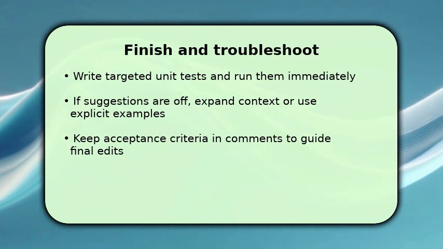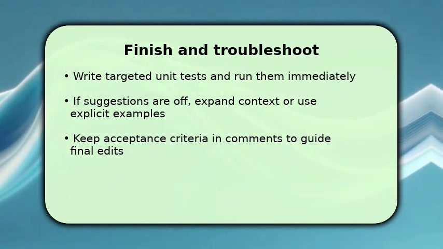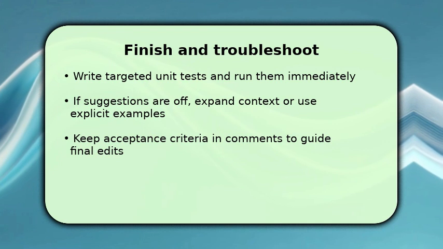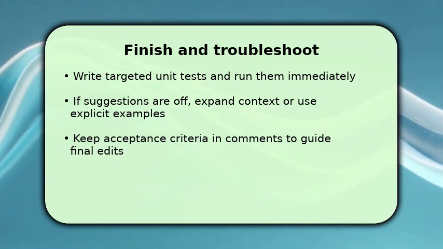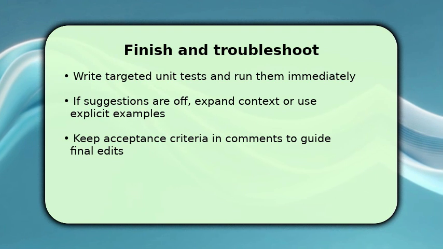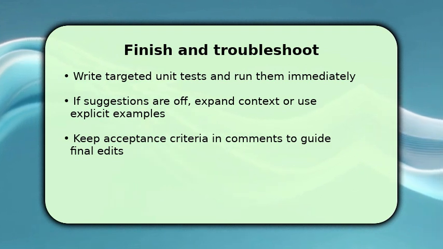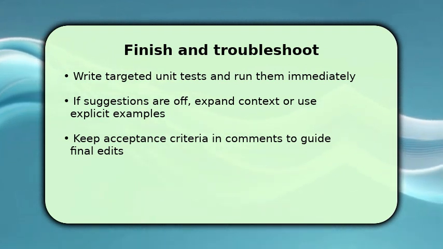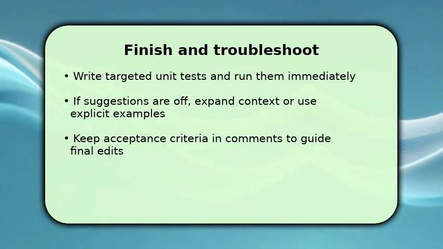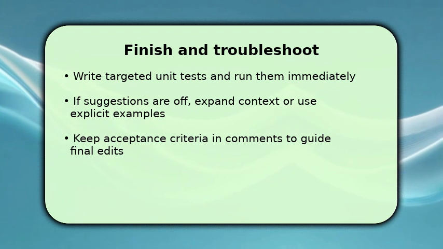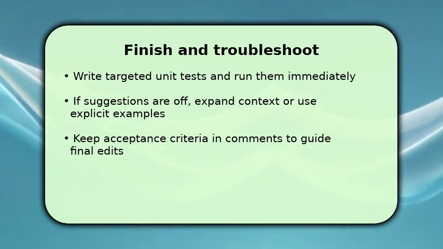If Copilot's output is incorrect, don't waste time. Expand the context block, add explicit examples, or rephrase constraints and request alternatives. Make sure to document the final choice in code comments. One troubleshooting tip: when responses drift, reduce file noise and provide a minimal reproducible snippet to restore accurate completions fast.